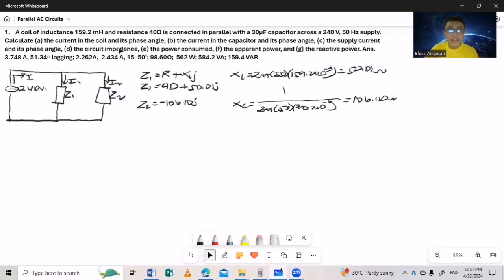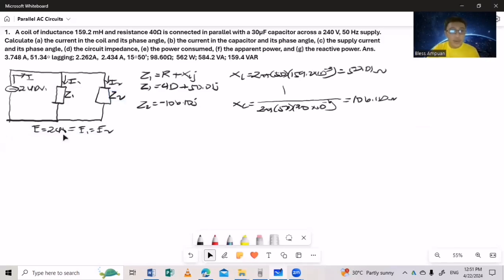Okay, now our first goal is to solve for the current in the coil. So the impedance of our coil is already here. Z sub 1 is 40 plus 50.01 j, and then the voltage drop across them, we know that our E, which is equal to 240, equals our E sub 1 and also equals our E sub 2. E sub 1 is the voltage drop across our first impedance, Z sub 1 or the coil. E sub 2 is the voltage drop across our pure capacitive branch.